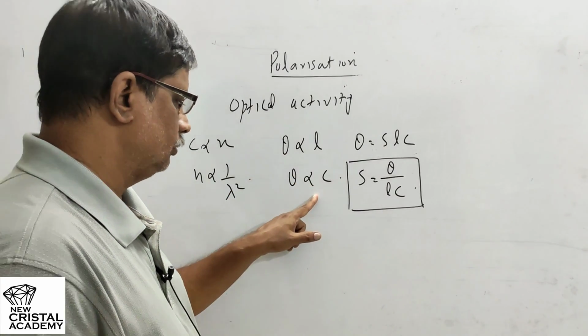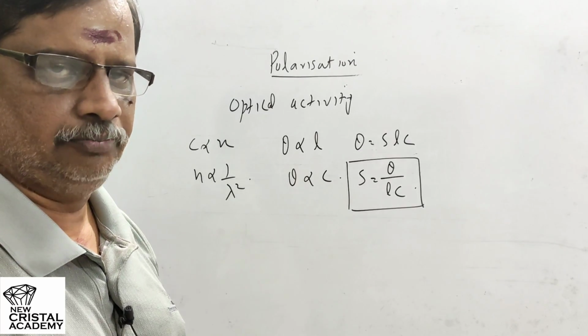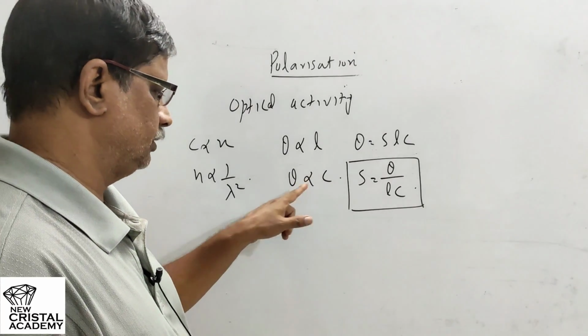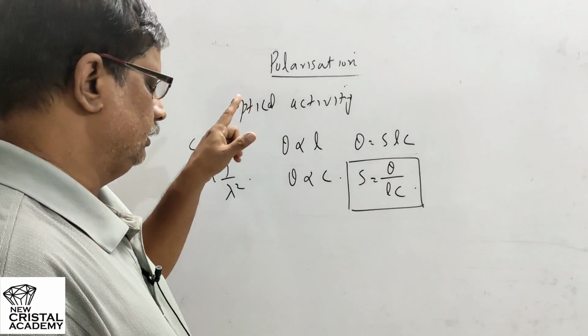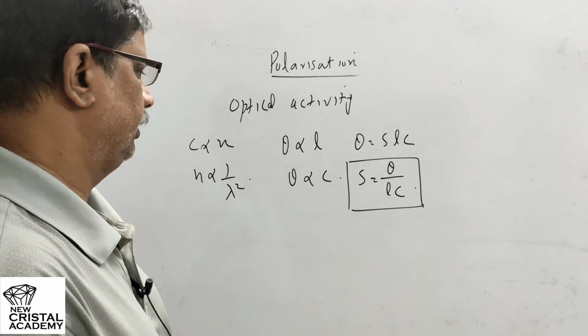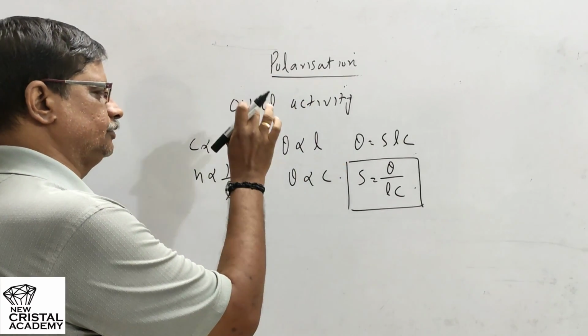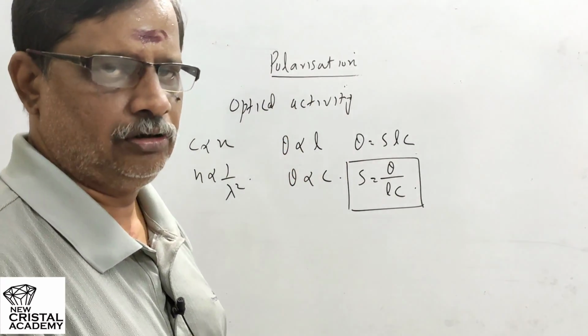Similarly, for a given concentration, the degree of rotation increases with the increase in the length of the medium. For a given concentration, the angle through which the plane of vibration is rotated is directly proportional to the length of the medium. So as the length of the medium increases, the degree of rotation also increases.